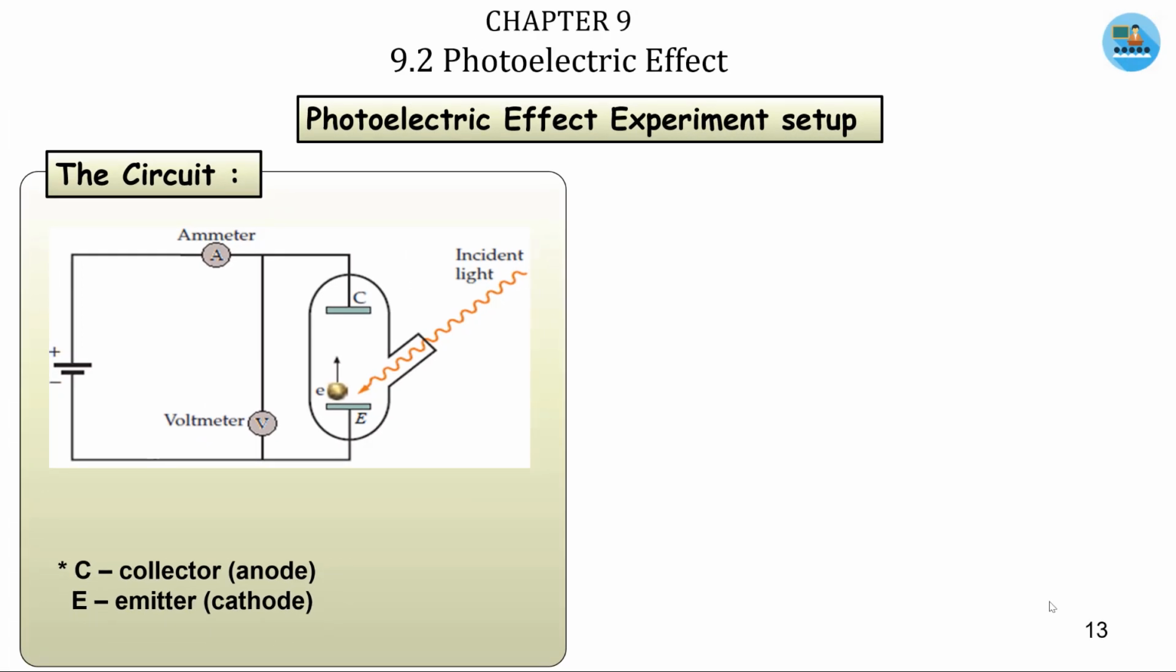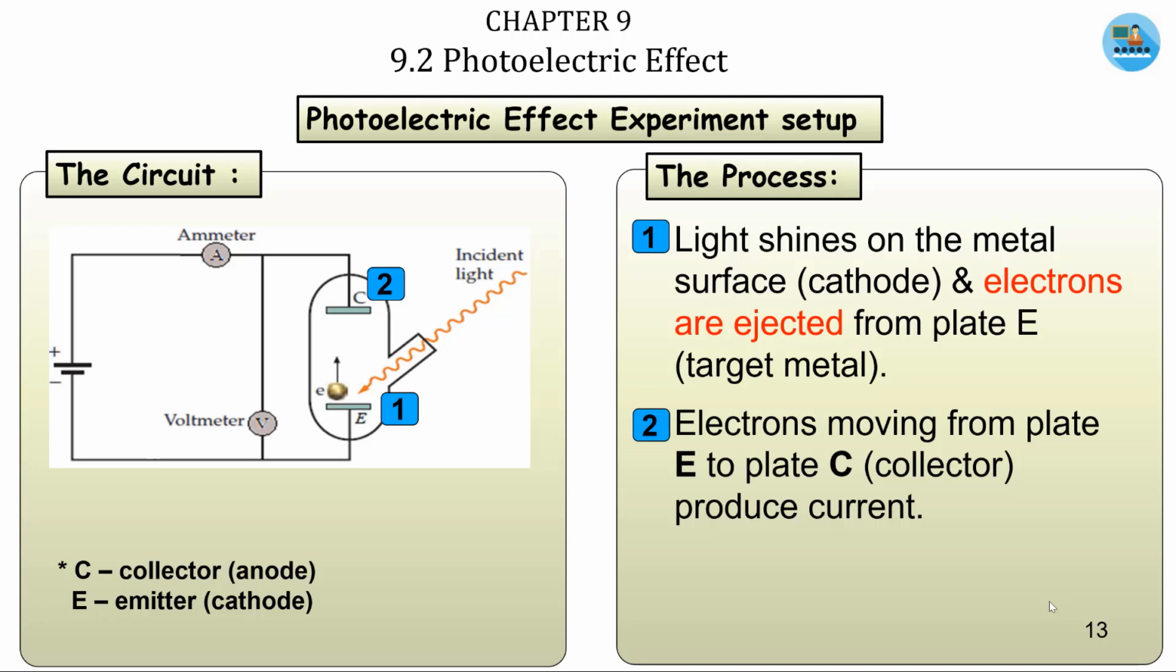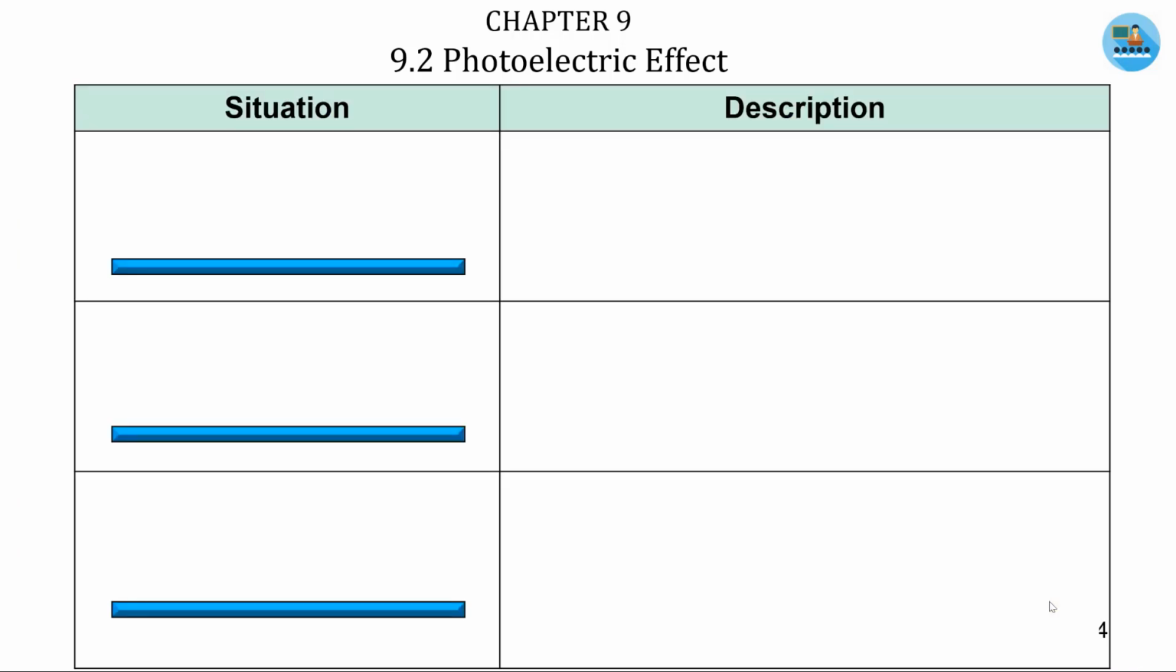When light or photons shine on the metal surface, the photoelectrons are then ejected. These electrons move to the positive plate C. The current is then measured with an ammeter. Remember that this process is done in a vacuum chamber.